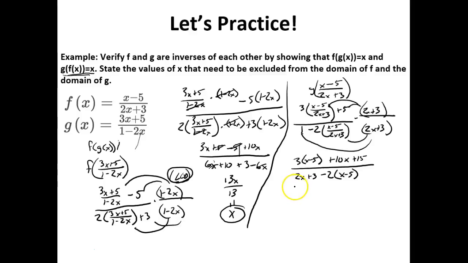Doing some simplification on top, we have 3x minus 15 plus 10x plus 15. And in the bottom, we have 2x plus 3 minus 2x minus 5. Well, what are we left with? In the top we're left with 13x, and the bottom, let's see, this should be a plus 10 when I distribute that, so over 13, and we're left with x. So yes, they are inverses.